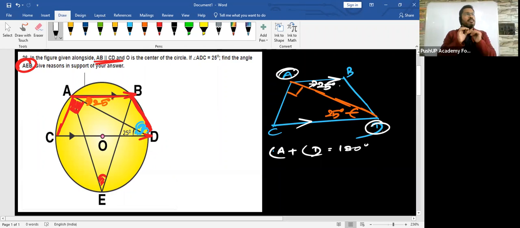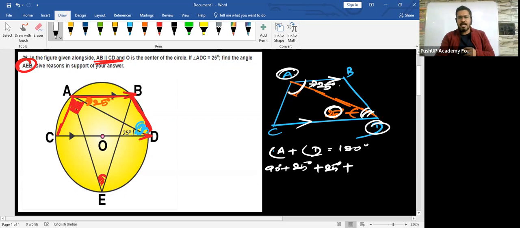If I ask you how much would be the whole of angle A? The whole of this angle A would be 90 degrees plus that 25 degrees. Am I right? The whole of angle A would be that portion which is 90 degrees plus the remaining portion which is 25 degrees. Put the plus sign. And if I ask you how much would be this whole angle D? It would be this 25 degrees plus, I'll just take angle ADB as X.